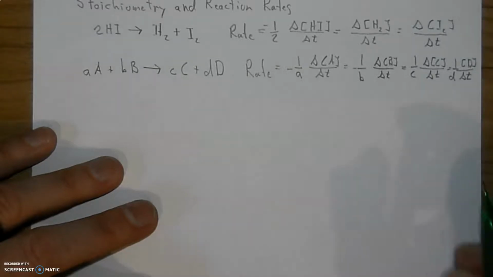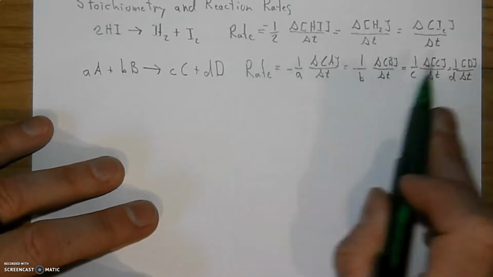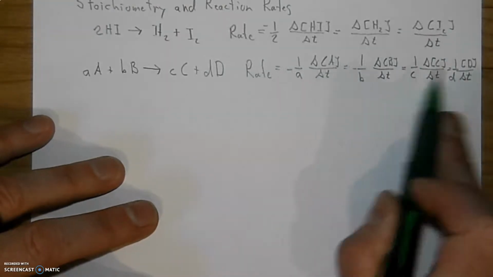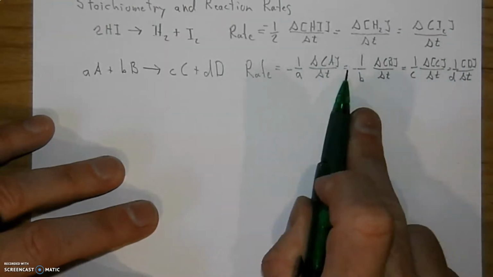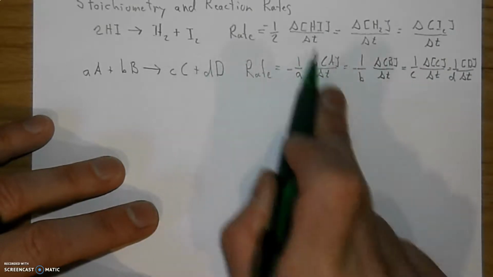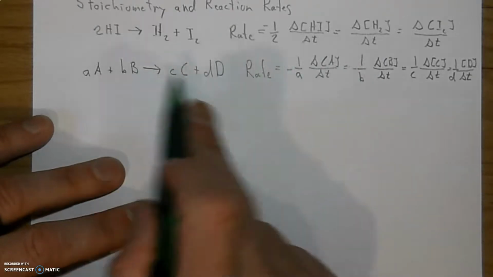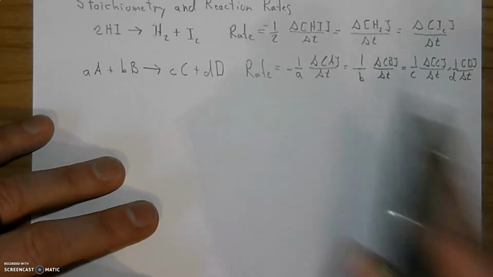There we go. So based on the disappearance of the two reactants and the appearance of the two products. And again, they're all equal to each other. So the setup is the coefficients become inverse. And then, of course, based on the different reactants or products, change in concentration over change in time.